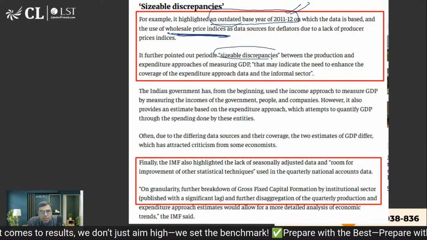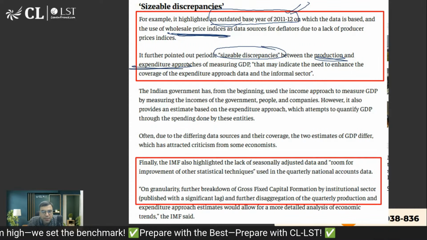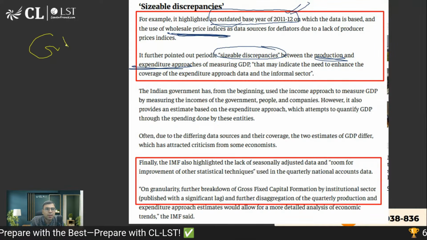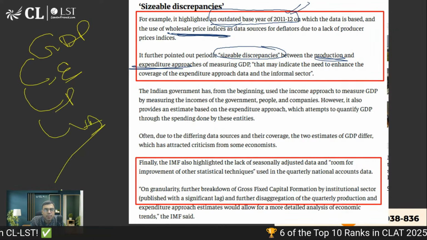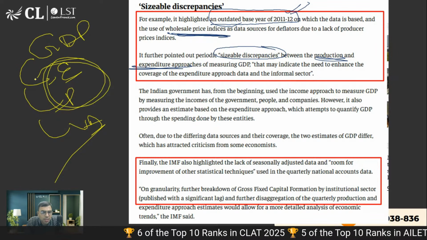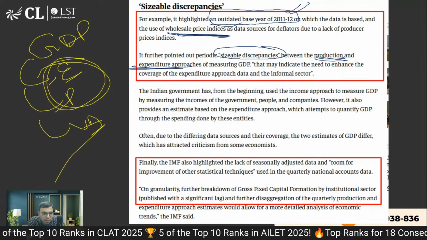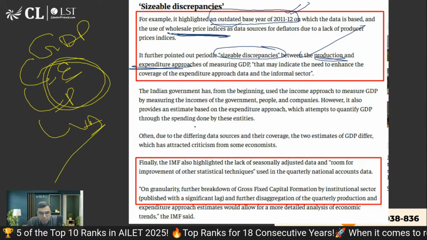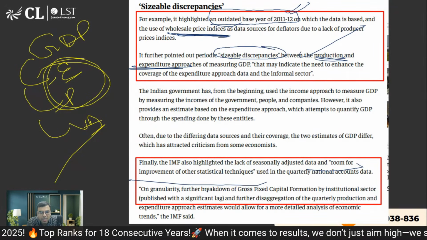Next, they said there is a sizable discrepancy between the production and expenditure methods. You must have studied in school, in classes 11-12, that GDP is calculated in several ways: the expenditure method, production method, value added method. The IMF is saying there are some issues with GDP calculated through the production and expenditure methods. According to the IMF, this is not my opinion. This is what the IMF has said, and they have said there is room for improvement.